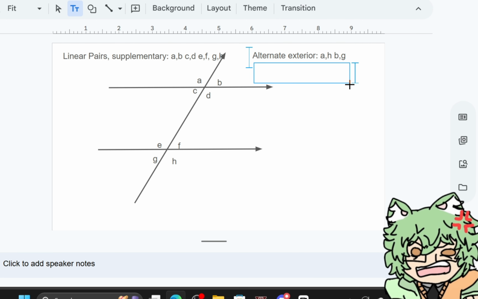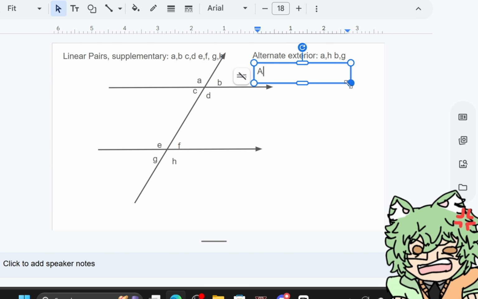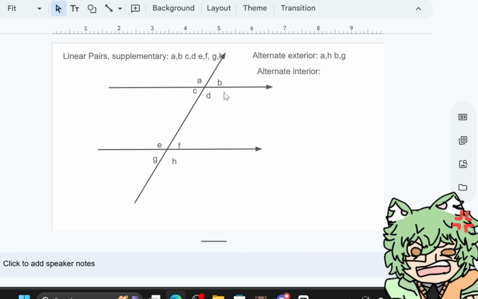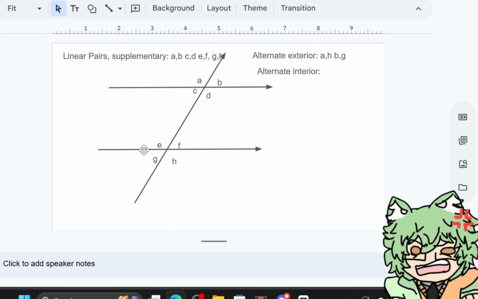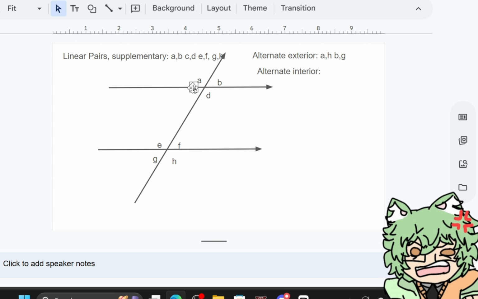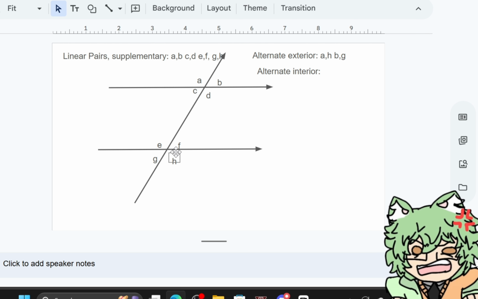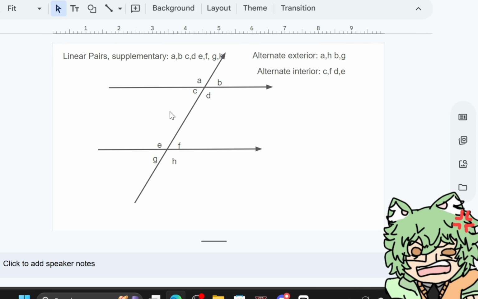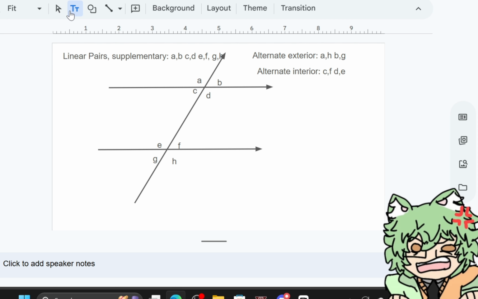Oh wow, but I don't know what alternate interior is. No, shush, I'm doing it right now. Alternate is the same. It applies the same, like A and H, B and G, C and F, D and E. This is interior. So what's the interior? It's the sides that are inside, like C and D and E and F. An alternate interior would be C and F. This is because C is on the inside and it's alternating from F, and D is on the inside and alternating from E.